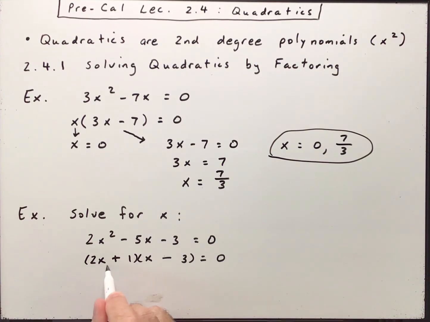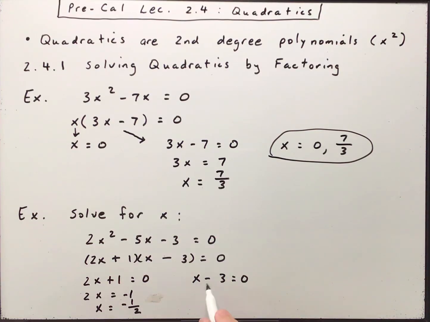Now we're going to set each parenthesis equal to 0. So 2x plus 1 is equal to 0. And then the second parenthesis, x minus 3 is equal to 0. So we'd have 2x is equal to negative 1 here. So x is equal to negative 1/2. And over here, add 3 to both sides. x is equal to 3.